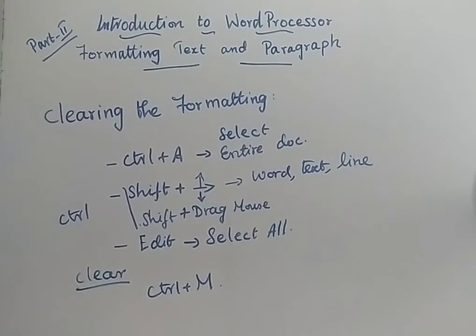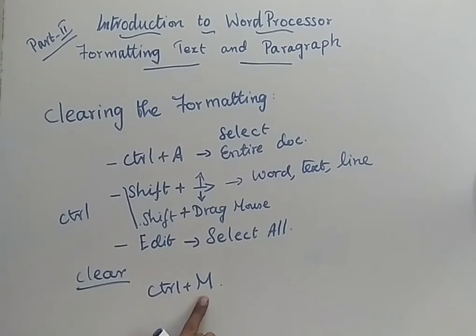So after this, whichever area you have selected, everything will be cleared for you. That does not mean the whole document will be cleared. The formatting that you have applied to the selection will be cleared. So don't forget, to clear the formatting, you first have to select. There are a few ways to select. After selecting, what do you have to do? Yes, you have to press Control plus M.